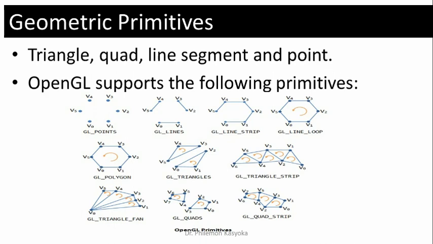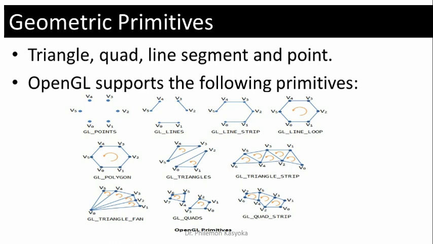In OpenGL, or when you're working with graphics, we are working with geometric primitives, and we have geometric primitives that we use to create objects such as triangle, quad, line segment, and points, and they're basically given here.